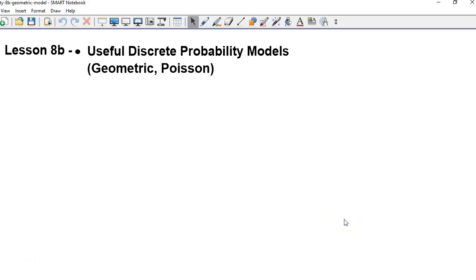Okay, in the last video we talked about the binomial model, which is the most used of the discrete probability models, but there are two other models that can be used to model discrete cases. One's called the geometric model and one's called the Poisson model. So we're going to talk about those two models in this video, and we'll compare the models so we can see when you would use one versus the other.